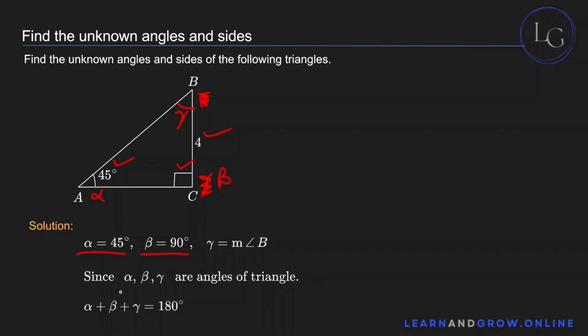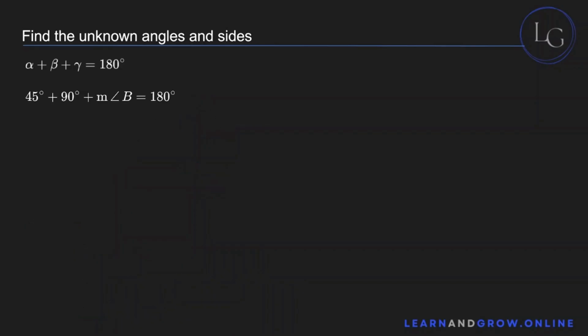And obviously, the total of the angles inside a triangle is alpha plus beta plus gamma, and that equals 180 degrees. So you can find gamma by simply inserting the values. Alpha is 45, beta is 90. So obviously the angle gamma will be 180 minus (45 plus 90), which is 45 degrees. So it's an isosceles triangle, right?